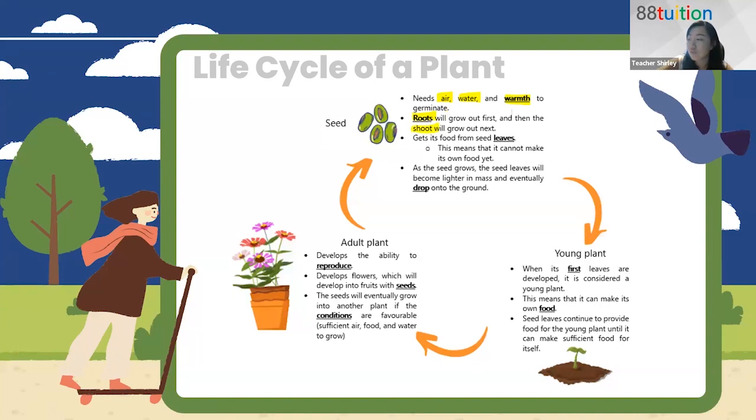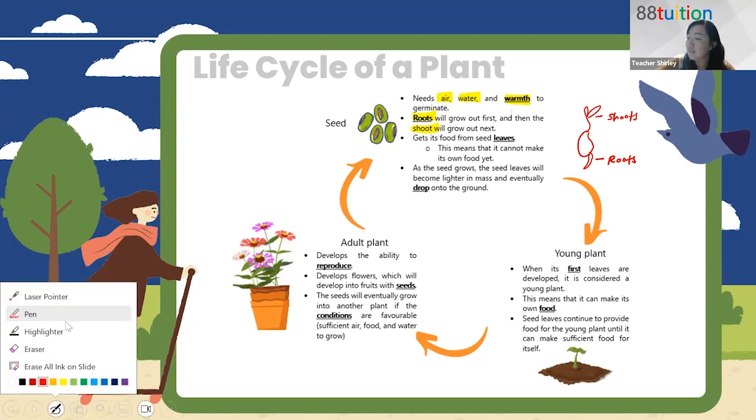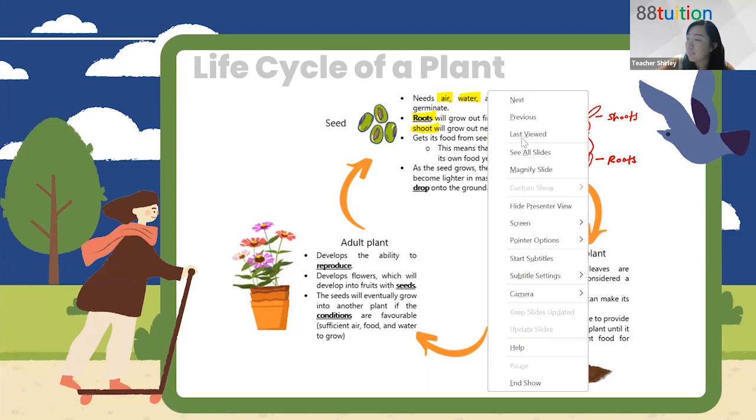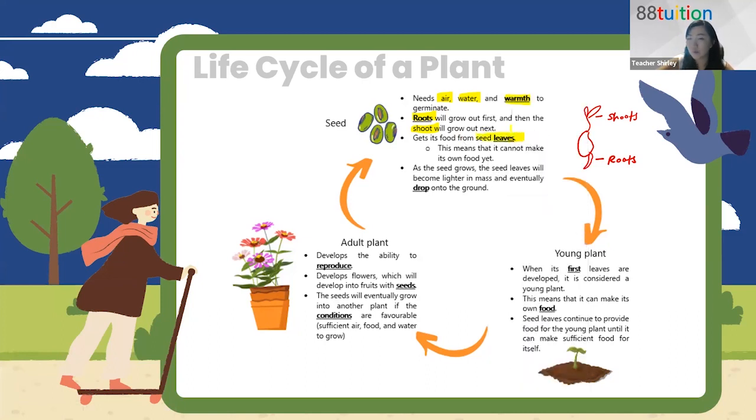The roots will grow up first, and then the shoots will come up. Roots first, then shoots. So what do we mean by that? Basically, there's a seed. The roots will be the one that emerges out first, then the shoot. After that, they will also get their food from seed leaves. Seed leaves provide the nutrients before they grow out real leaves. So it becomes lighter in mass and eventually it will drop onto the ground.